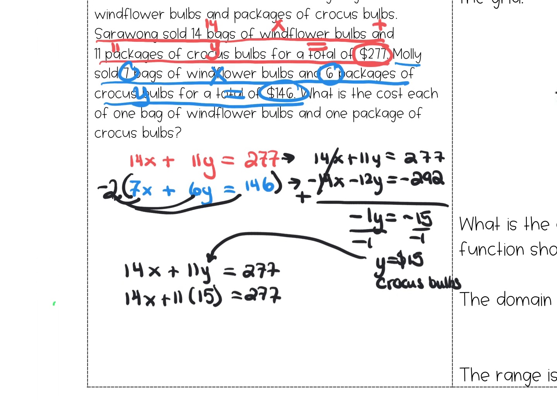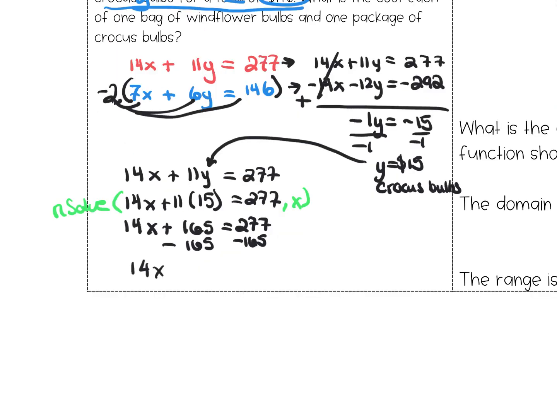You can nsolve this, comma x. I'm going to go ahead and multiply by hand. I get 14x plus 11 times 15 is 165 equals 277. I'm going to subtract the 165 over to the other side. So I get 14x, this cancels out, equals 112. I divided both sides by 14, and x equals $8, which is my wildflower bulbs.